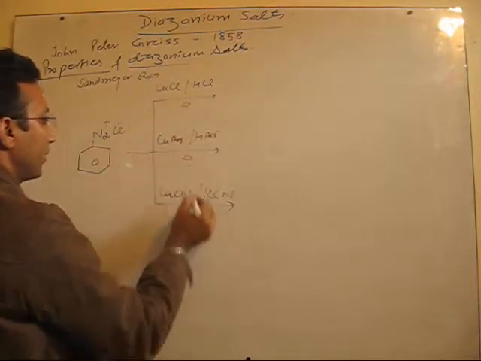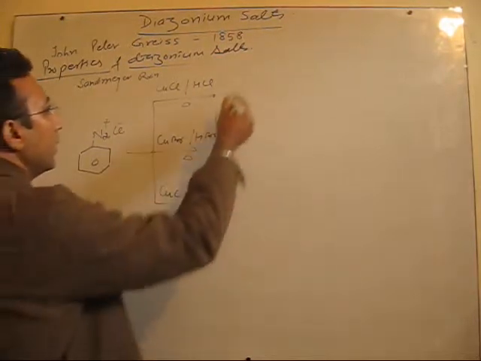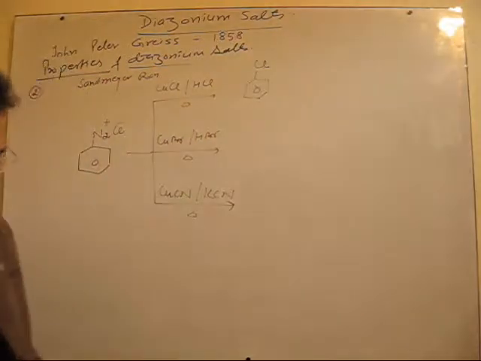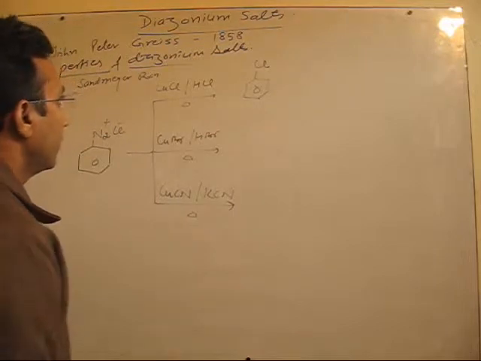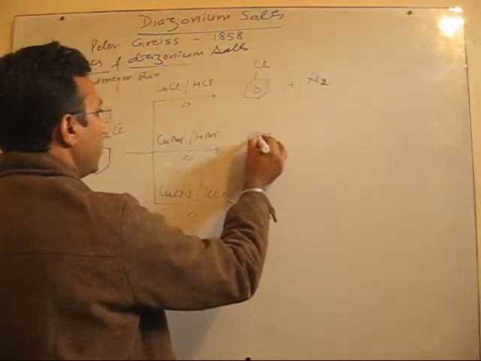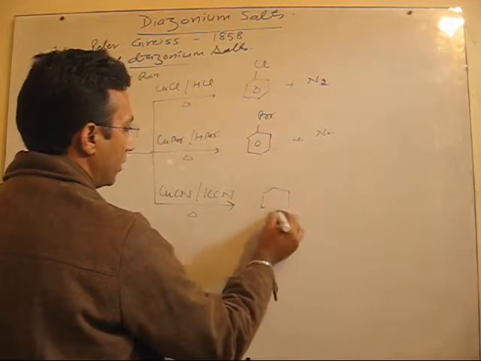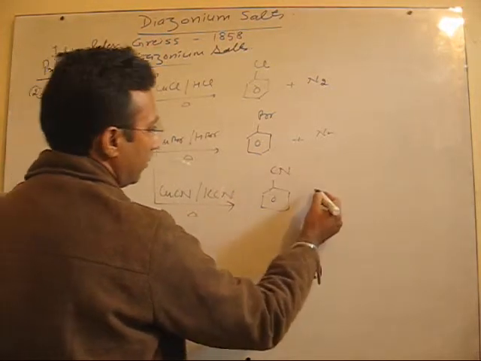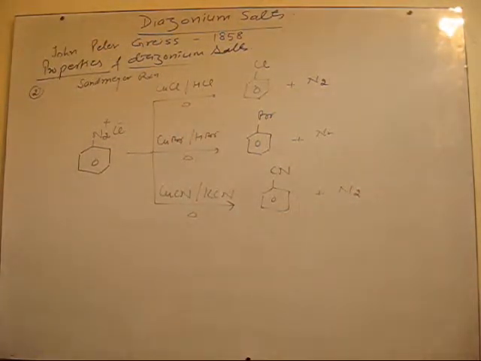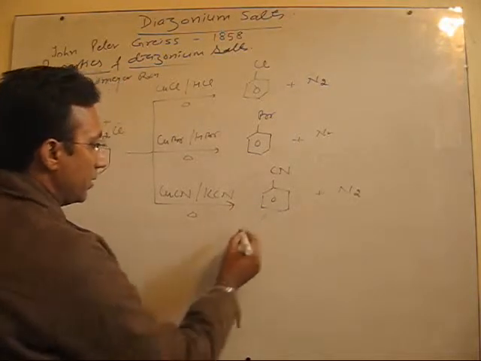If you heat diazonium salts in the presence of 1, 2 and 3, then you will get replacement of nitrogen by Cl, plus nitrogen goes out, replacement of nitrogen by Br, you will get bromobenzene, and the most important, you will get cyanobenzene. Fine. So once you get cyanobenzene, this also opens up a way for various conversions. Fine.